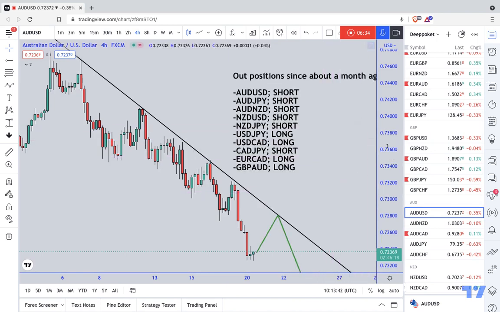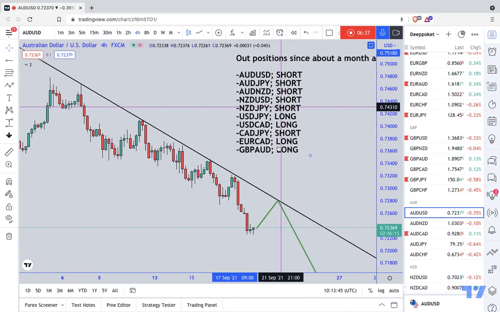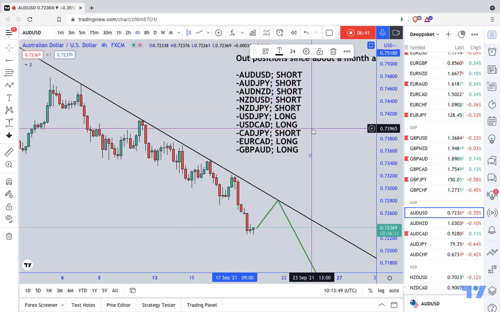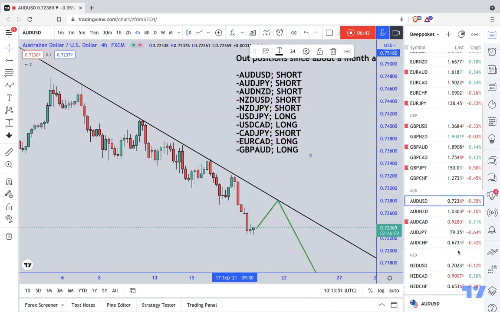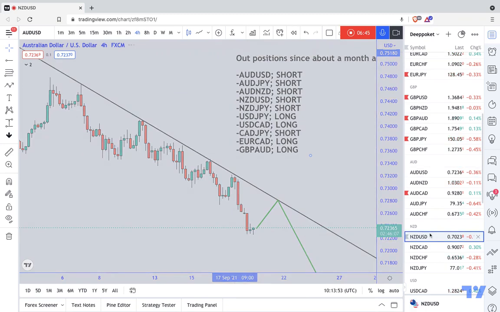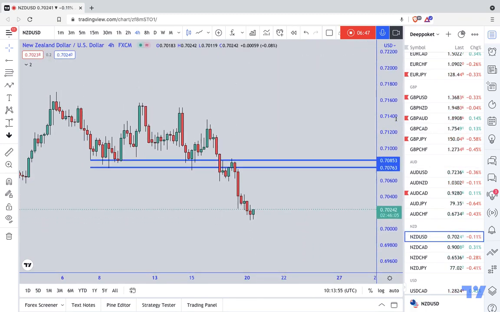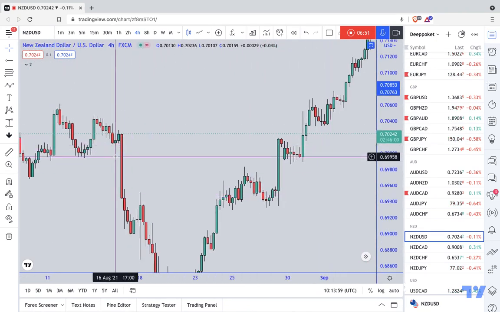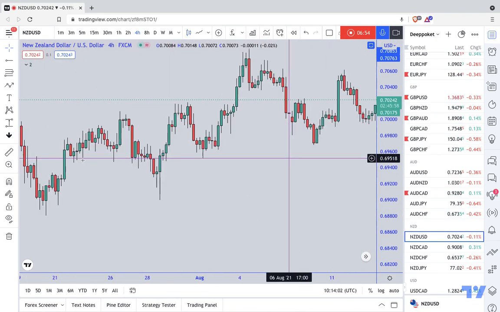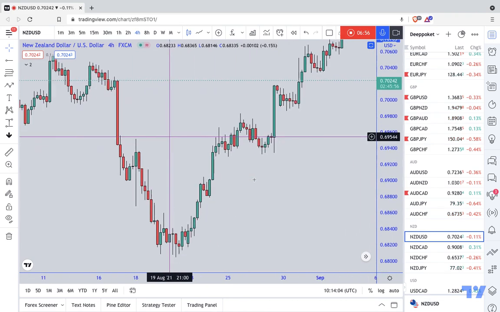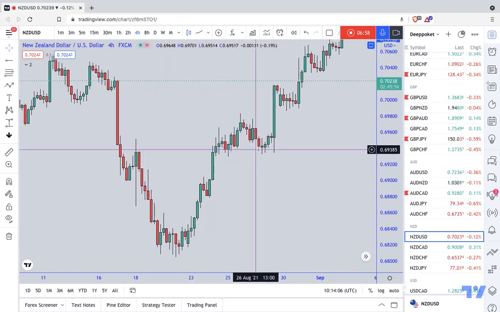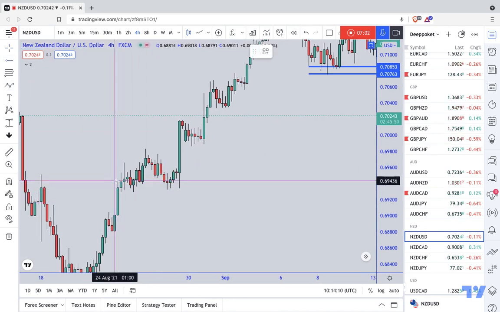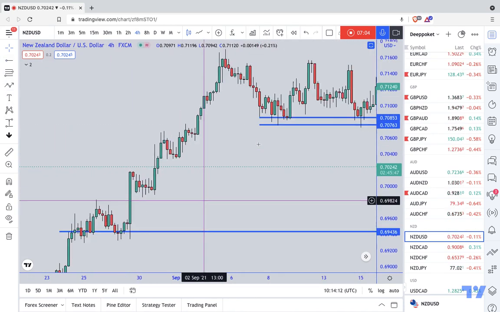Okay, now comes the New Zealand dollar. The New Zealand dollar is really keeping our positions not so much in profit, because the New Zealand dollar is expected to hike rates. But we're in a short on this one as well. I think we entered somewhere around here. So on this one, we're still in a loss, because we entered short around here.